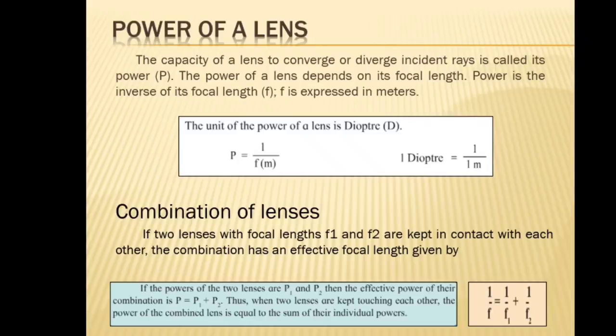1 diopter is equal to 1 meter raised to minus 1. If two lenses of focal lengths f1 and f2 are kept in contact with each other, the combination has an effective focal length given as 1 upon f is equal to 1 upon f1 plus 1 upon f2. If the powers of the two lenses are P1 and P2, then the effective power of their combination is P is equal to P1 plus P2. Thus, when two lenses are kept touching each other, the power of the combined lens is equal to the sum of their individual powers.